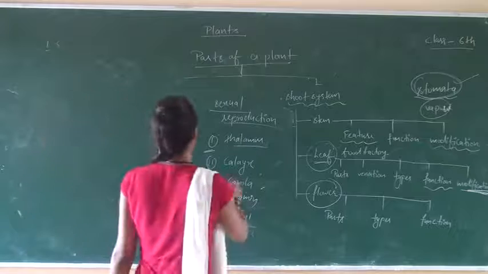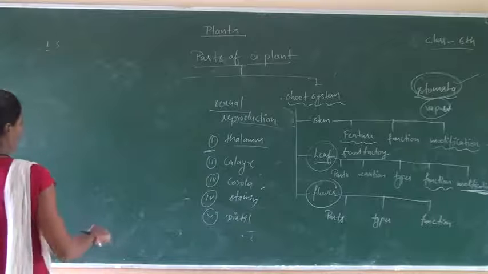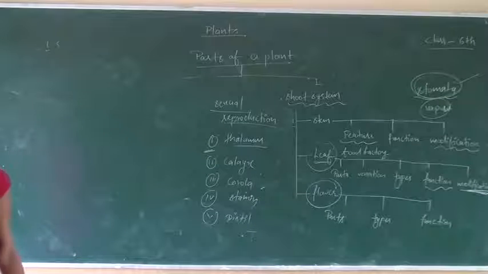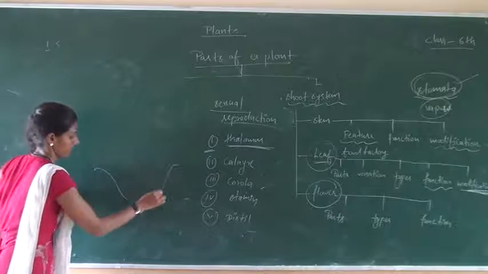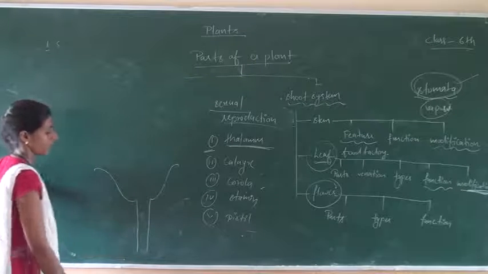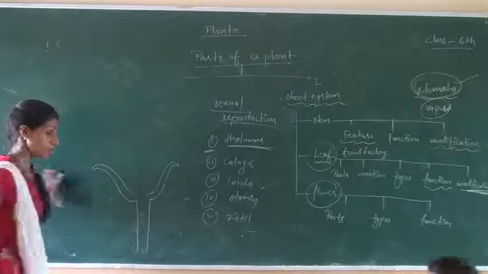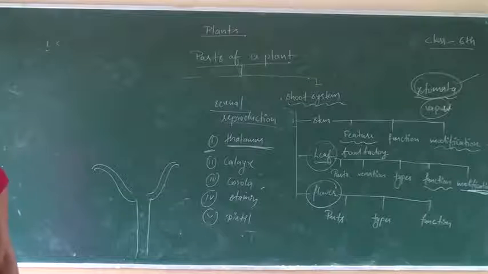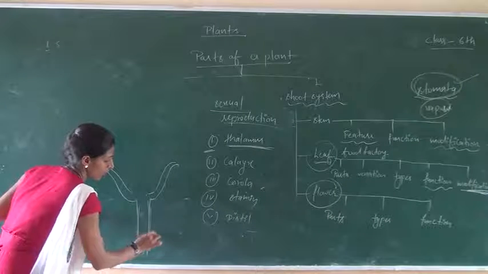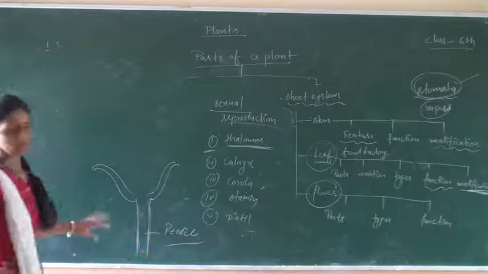In the flower of a plant, the first part is the thalamus. The flower is borne on a stalk called a pedicel. The uppermost end of the pedicel is somewhat swollen. This swollen part of the flower is known as the thalamus.